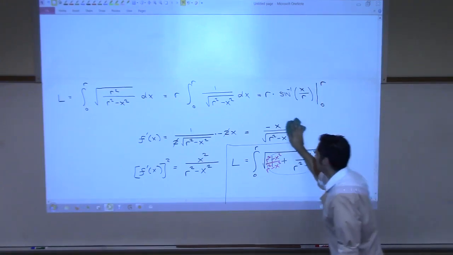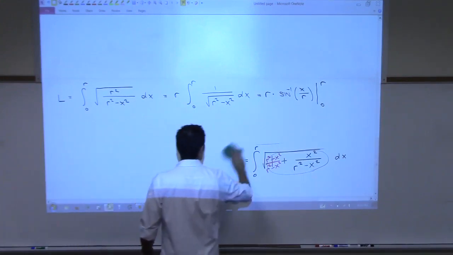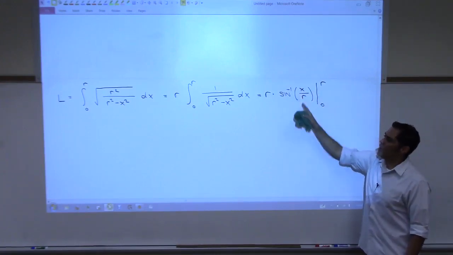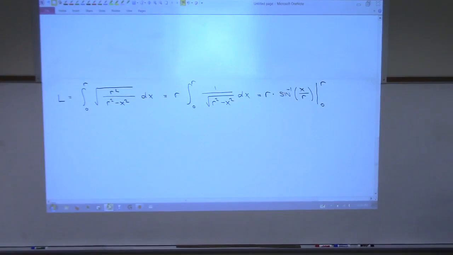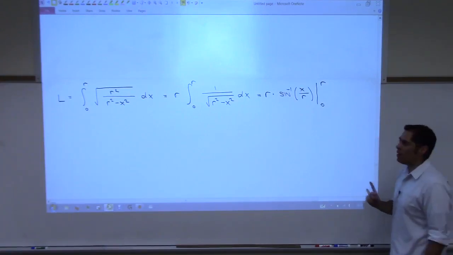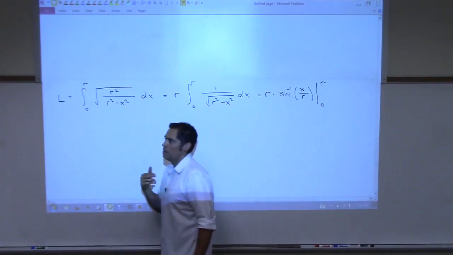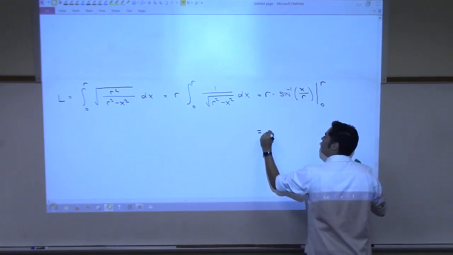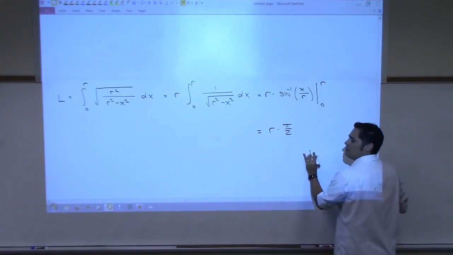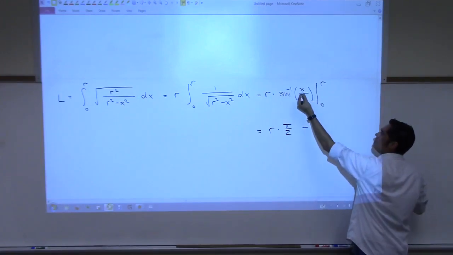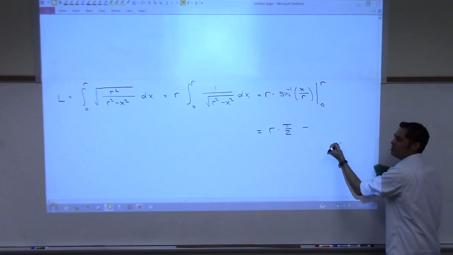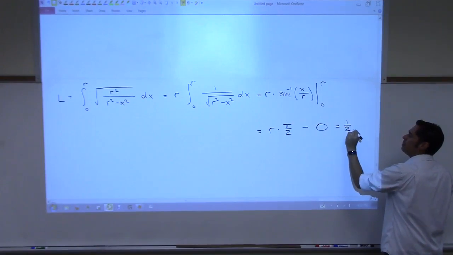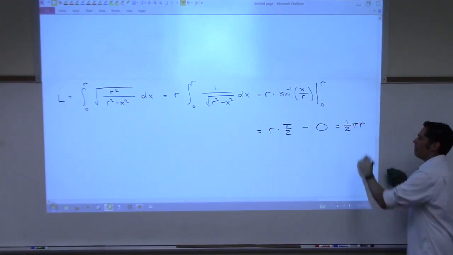We're pretty much there now. First plug in r. R for x. R divided by r? 1. Arc sine of 1. That's asking you at what angle is sine 1? Pi over 2. Okay? So when we plug in r, we get r times pi over 2, right? Minus, then when we plug in 0, 0 over r is 0. Arc sine of 0 is 0. So that zeroes out. So our answer is basically 1/2 pi r. That's the answer.